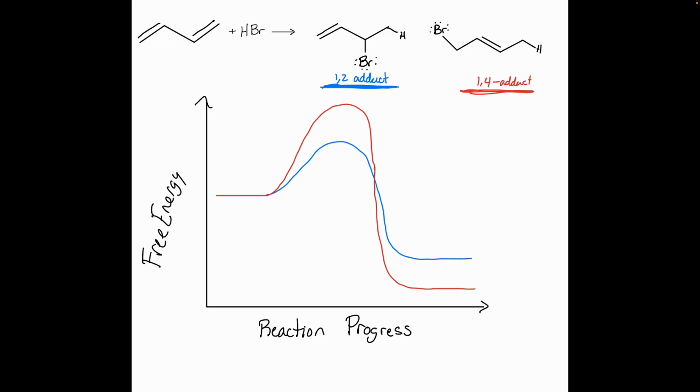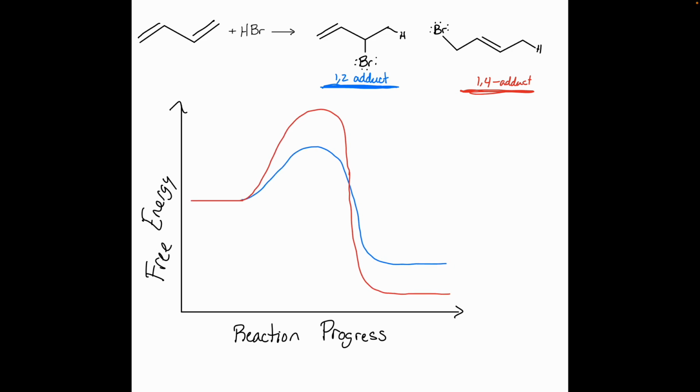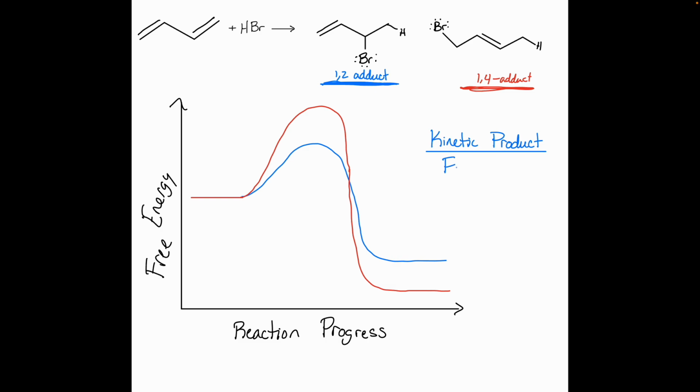So in terms of my activation energy barrier here, which one of these is the faster reaction, the 1,2 or the 1,4? The 1,2. So this is what we would call our kinetic product. Your kinetic product is the one that's favored at low temperatures. And it's called the kinetic product because that's the one that forms the fastest.